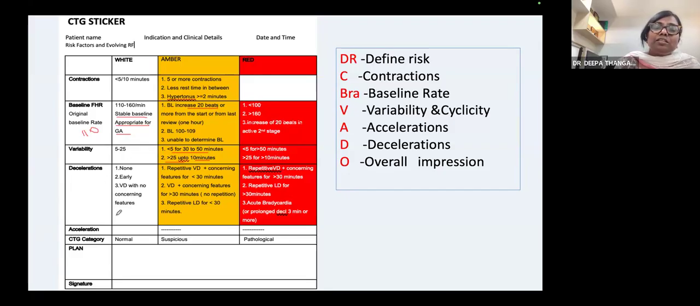Decelerations. These are the white color, which means they are normal. No deceleration, all early decelerations, and variable decelerations with no concerning features come into the white color. That means they are all normal. So when you see decelerations, you basically do not get alarmed. Deceleration is the way the baby responds to stress. When an adult is running or jogging and the load increases, they increase the pulse rate as well as the respiratory rate.